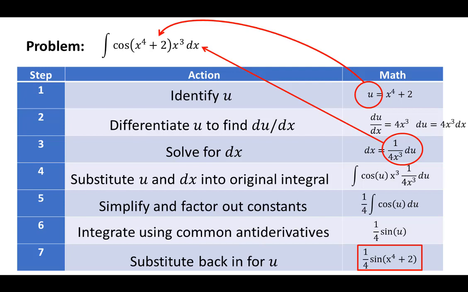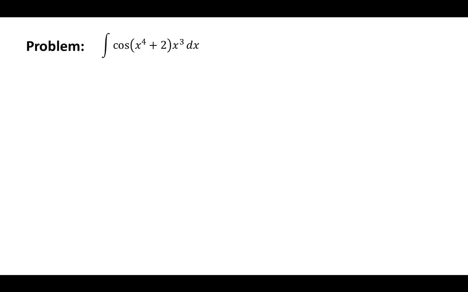Now, when you get an answer like this, it's usually a good process to go ahead and check it. So let's do that. All right, here's our problem, and we're going to go ahead and check our answer. And our solution was f of x is 1/4 sine of x to the 4th plus 2. Now we can check it using the chain rule, because the U substitution came from the chain rule. U substitution just inverses the process. So to check it, we can apply the chain rule.